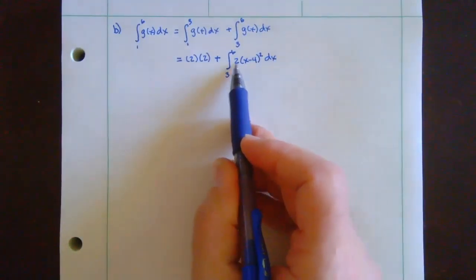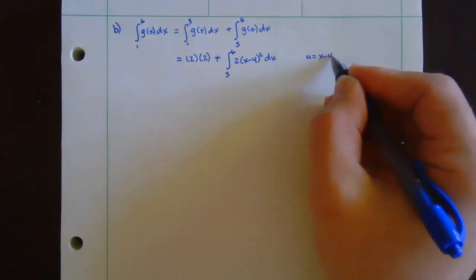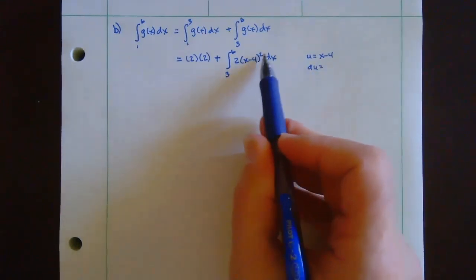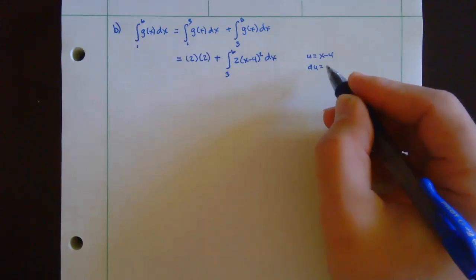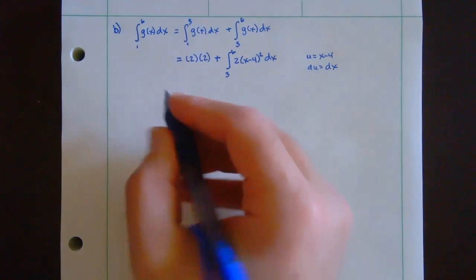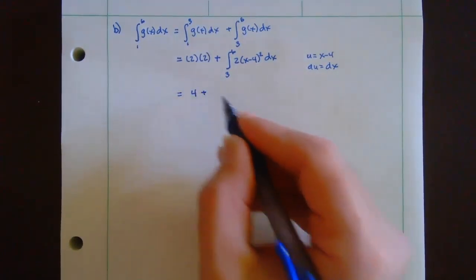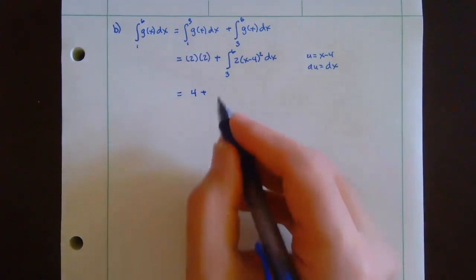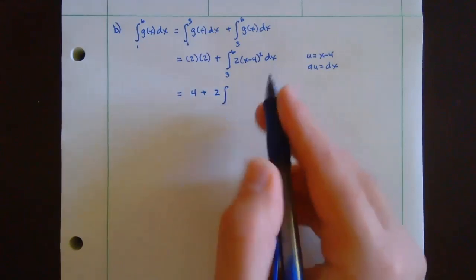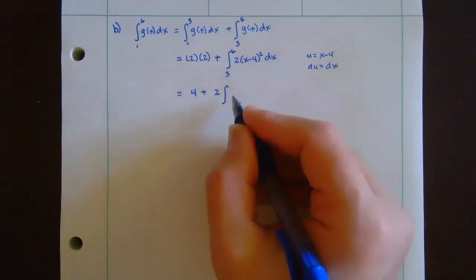So a couple things, I'm going to pull my 2 out. I'm going to let u equal x minus 4, and then du would be, because I have an inside function inside this squaring function, so you want to use integration by substitution. So du would equal dx. And so this would be 4, and then plus, and then I'm going to bring the 2 out, and this is going to be u squared, and the dx just becomes your du, so it's u squared du.